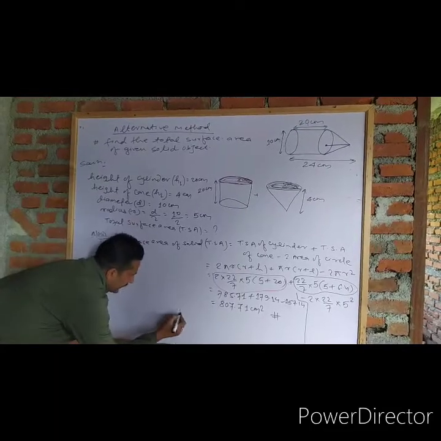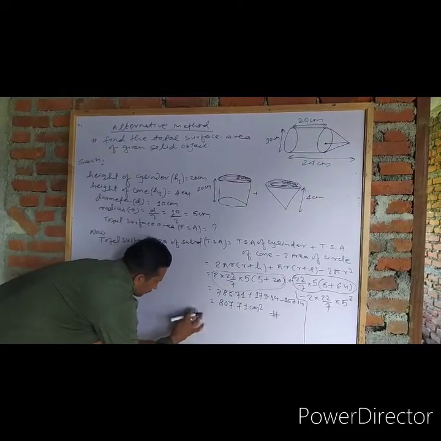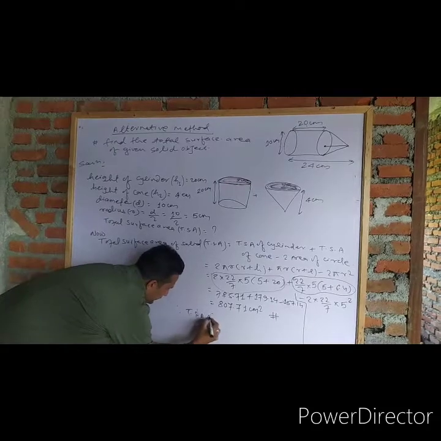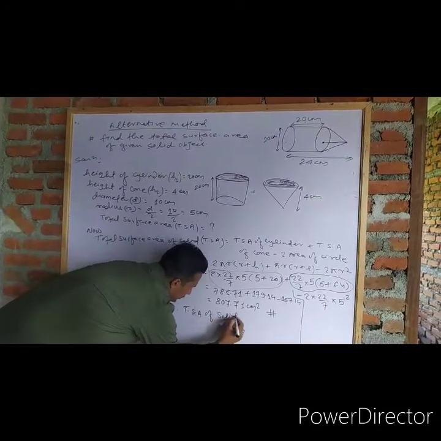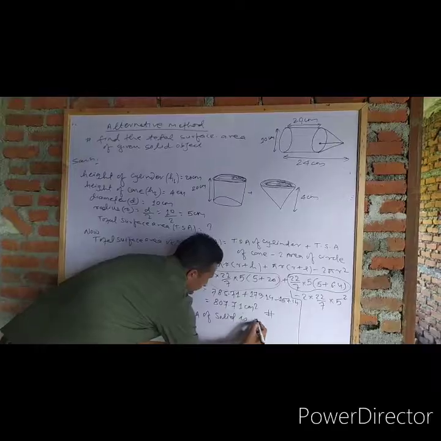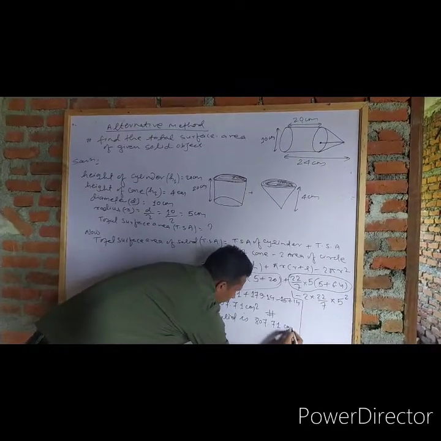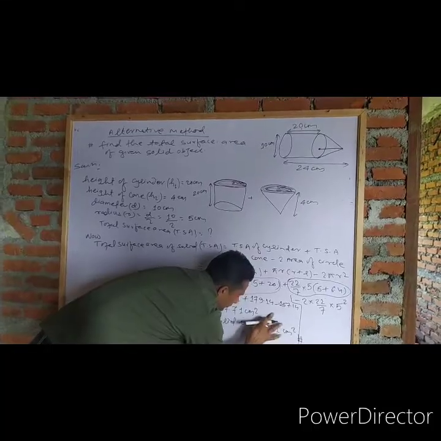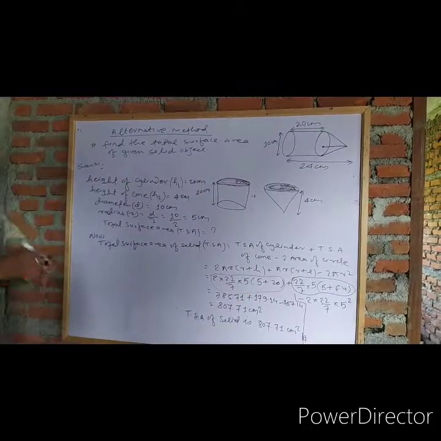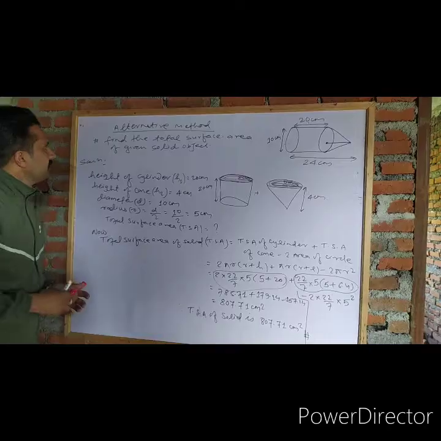Sorry, write it last. TSA of solid is 807.71 centimeter square, which is the value of the total surface area of the given solid.